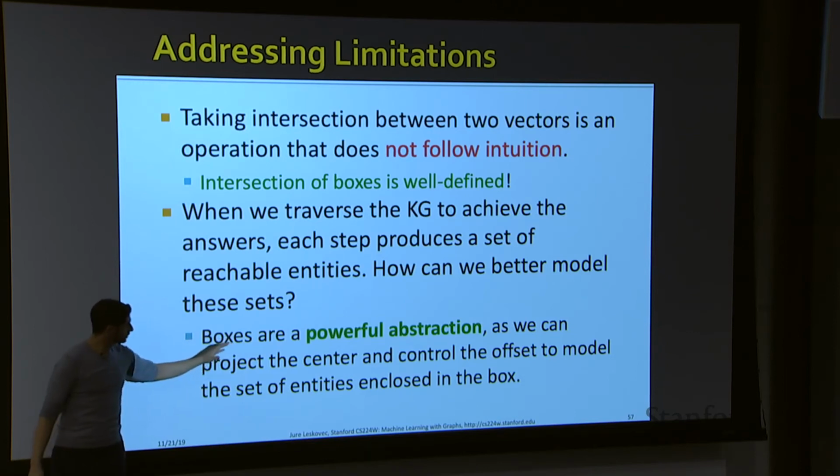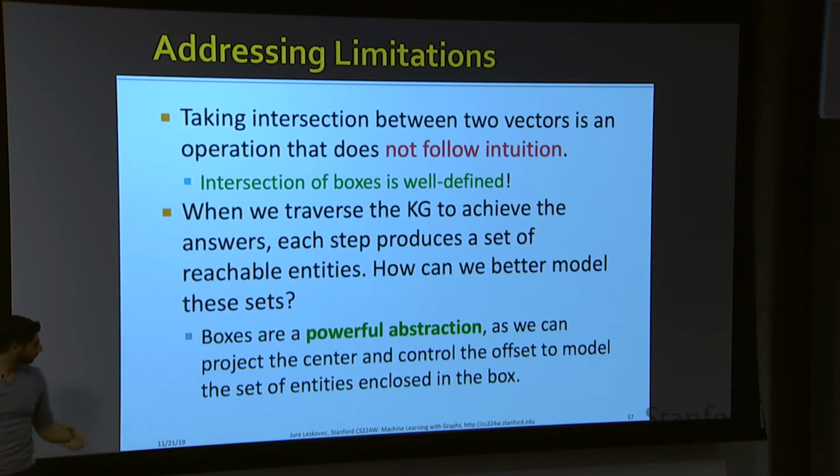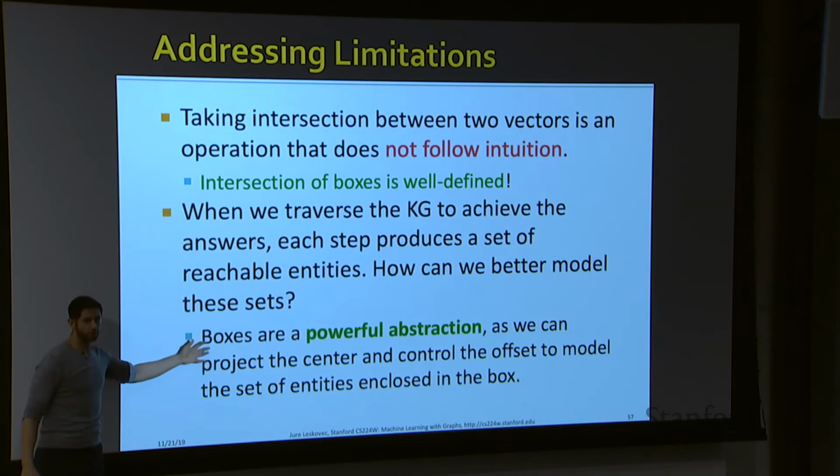Instead, we want to use boxes, which are more powerful, and we're going to be able to project the center and control the offset of the boxes. So every time we want to find intersections, we can decide to shrink the boxes, make them wider, and so forth. So now we have more parameters to model a query as a box.